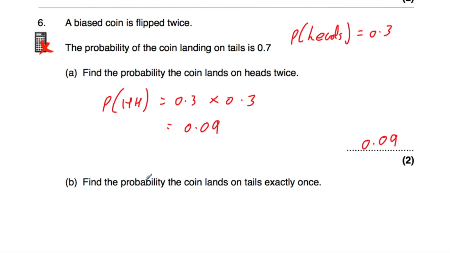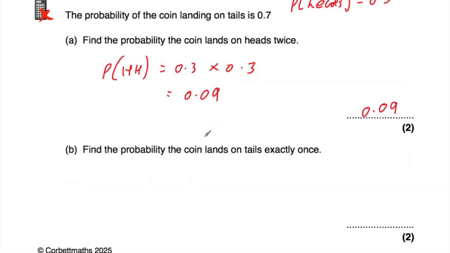Okay, part B. Part B says find the probability that the coin lands on tails exactly once. So the coin's flipped twice, landing on tails exactly once. That'd be a tail and a head, or a head and a tail. They're the two possible outcomes that would work, because the coin would land on tails exactly once. A tail and then a head, it lands on tails once, and a head and then a tail, it lands on tails once.